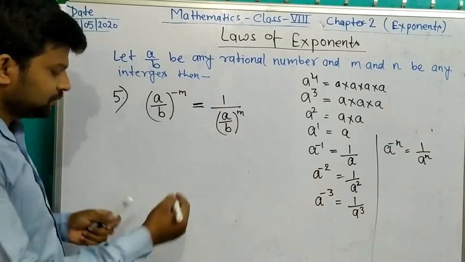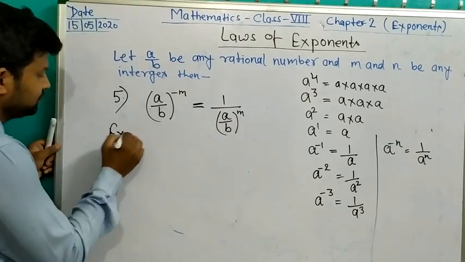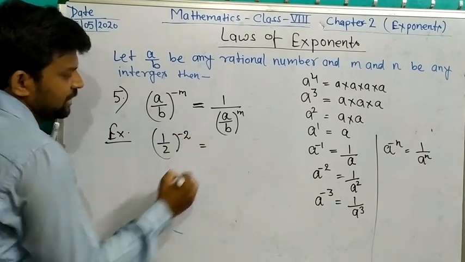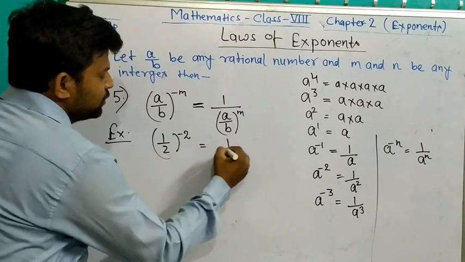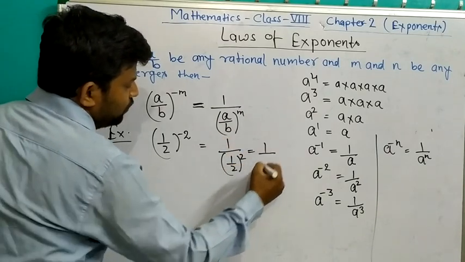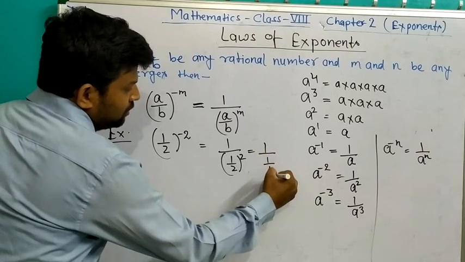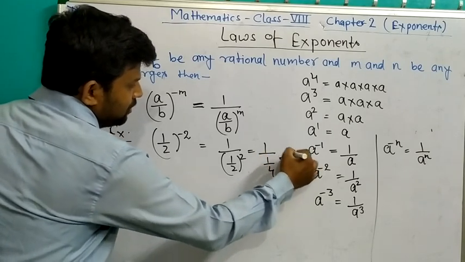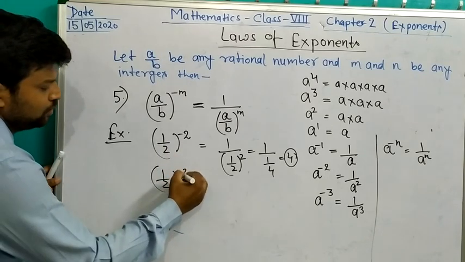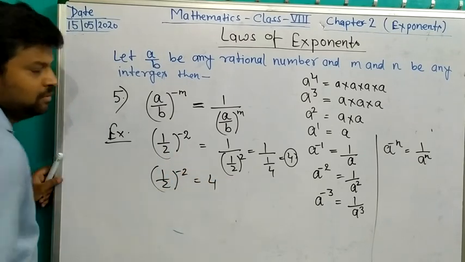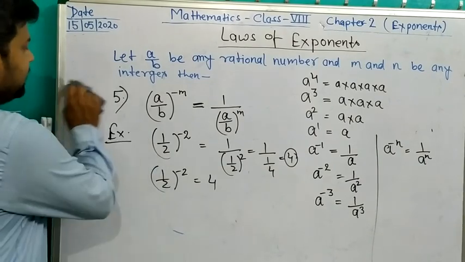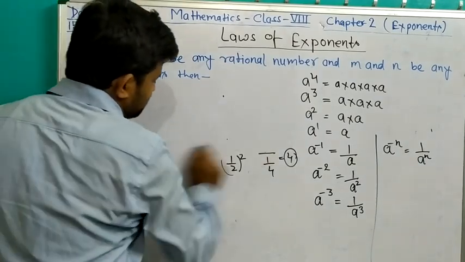For example, (1/2) whole to the power minus 2. When we apply this formula, it becomes 1 upon (1/2) whole to the power 2, which is 1 upon 1/4. It means 4. So (1/2) whole to the power minus 2 equals 4. This is our fifth law of exponent. And next, the last one.